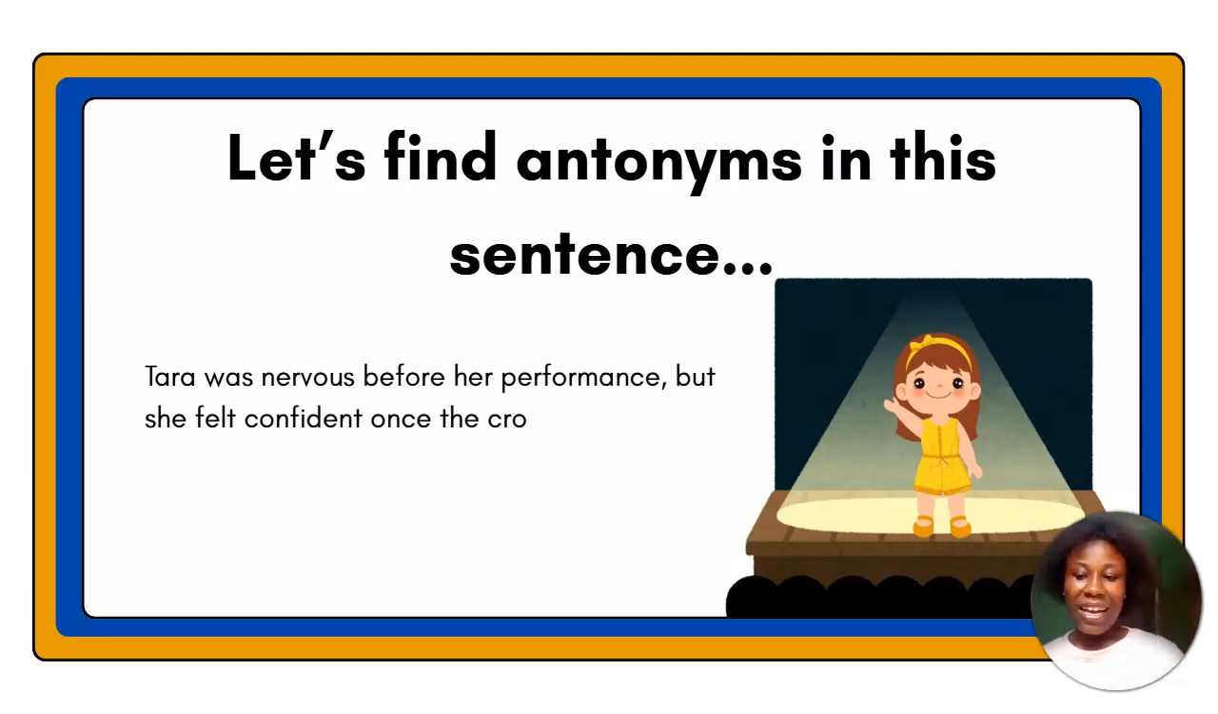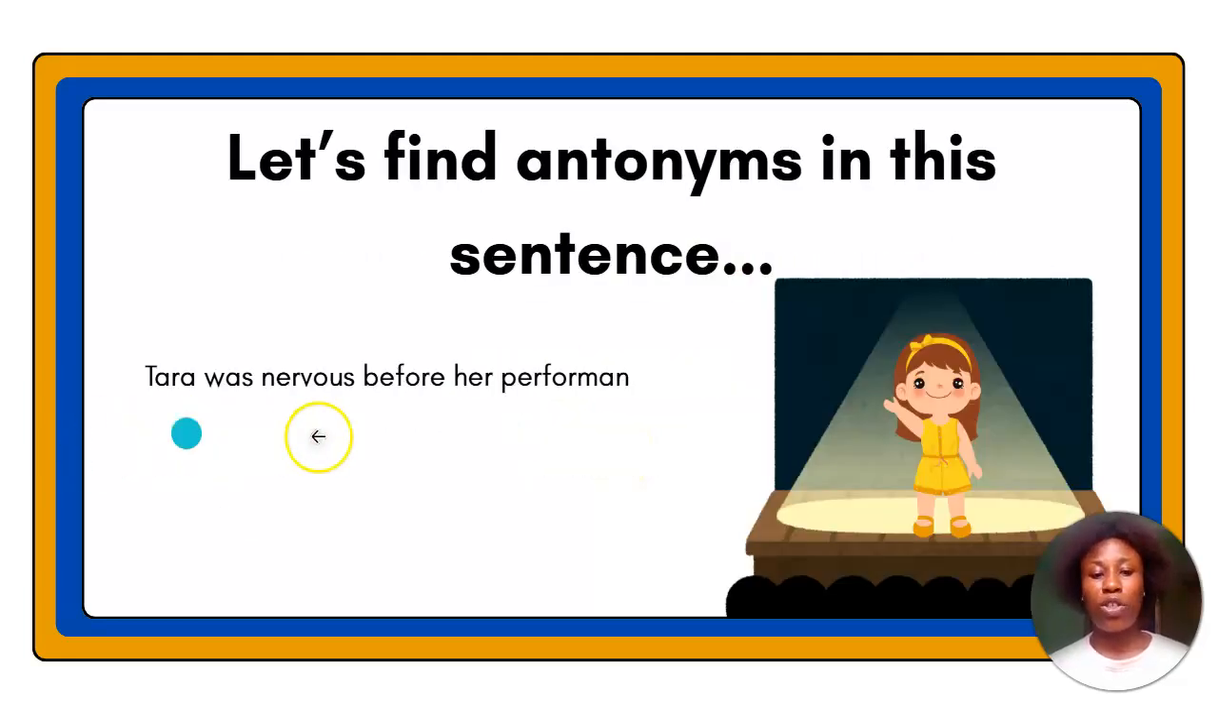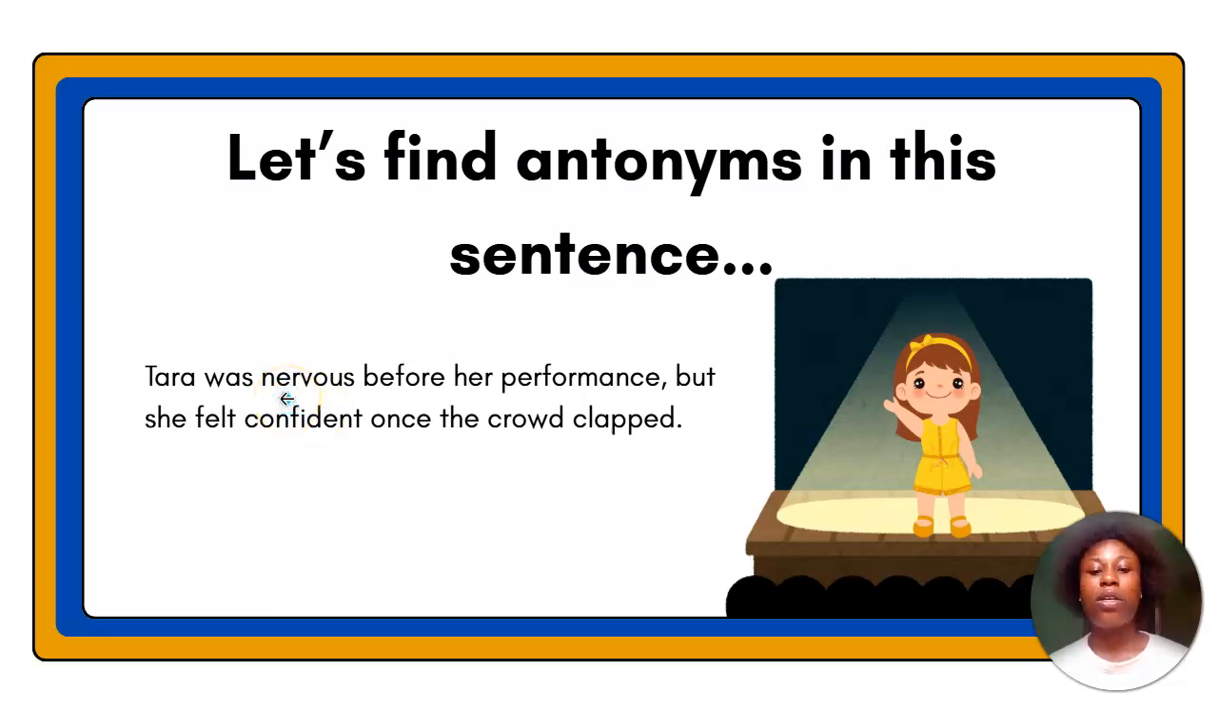So let's find antonyms in this sentence. Tara was nervous before her performance, but she felt confident once the crowd clapped. What happened to Tara? She was nervous, right? Yes, Tara was nervous before her performance, right? But. So the contrast word there is, if you know the answer, you can drop it in the comments.